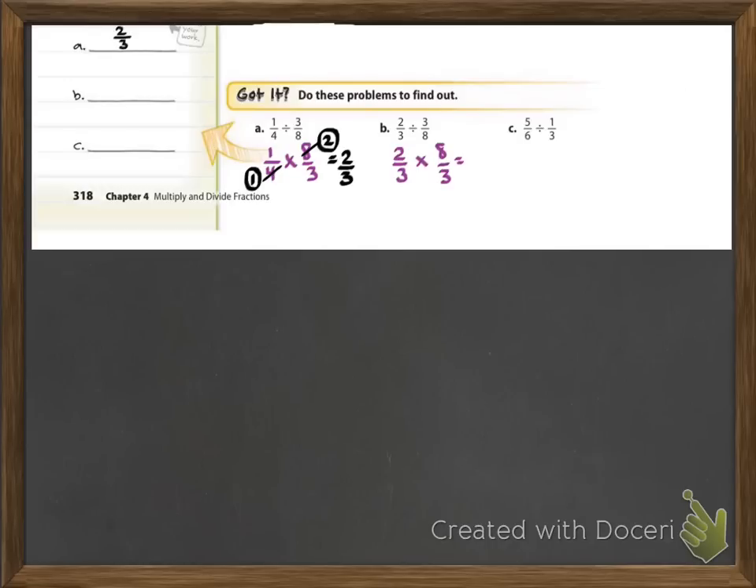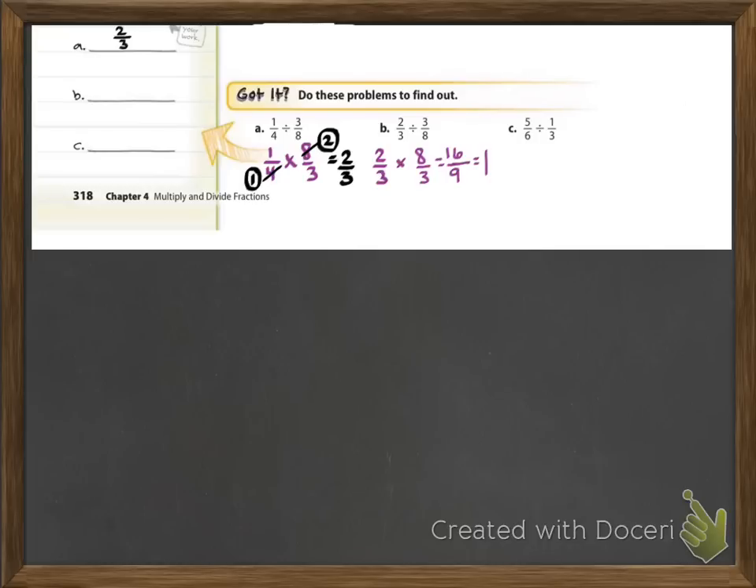Okay, and as you can see here, I went ahead and did keep, flip, change. We kept the 2/3, we flipped the 3/8 to make it 8/3, and we changed the sign to multiplication. We can't cross-simplify 8 or 3, we can't cross-simplify 2 or 3, so we just have to multiply straight across. 8 times 2 is 16. 3 times 3 is 9. But again, remember, we cannot keep that as an improper fraction. So we have to ask ourselves, how many times does 9 go into 16? Well, 9 goes into 16 one time, and then how many do you have left over?